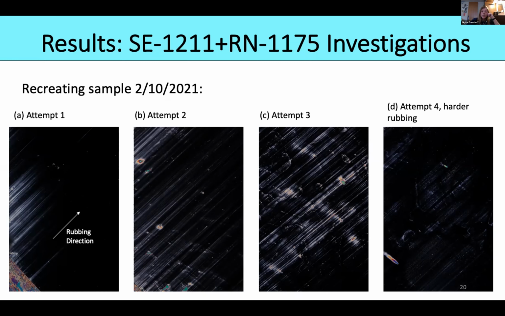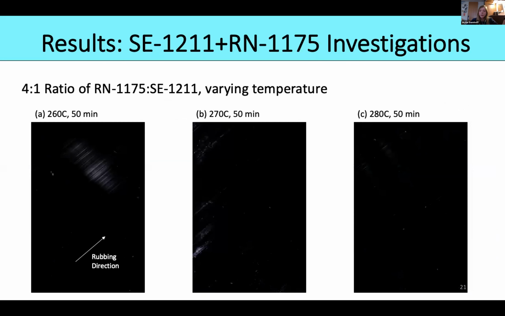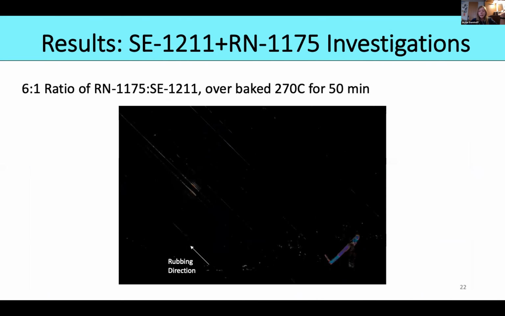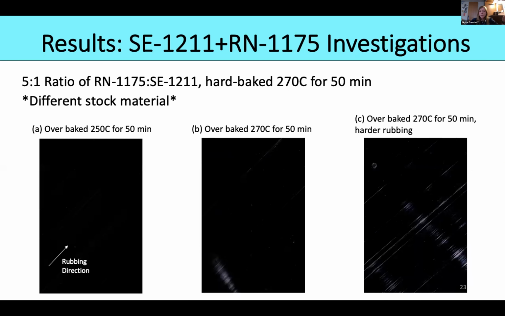And so these next few slides are just a general demonstration of a variety of different things we can explore, like increasing the ratio of RN1175 to SE1211 while varying temperature, increasing the ratio even more. At this point, we tried using different stock material that we had in hand, still old material from about a decade ago, but different material. Still not really giving us much of a color gradient at all.